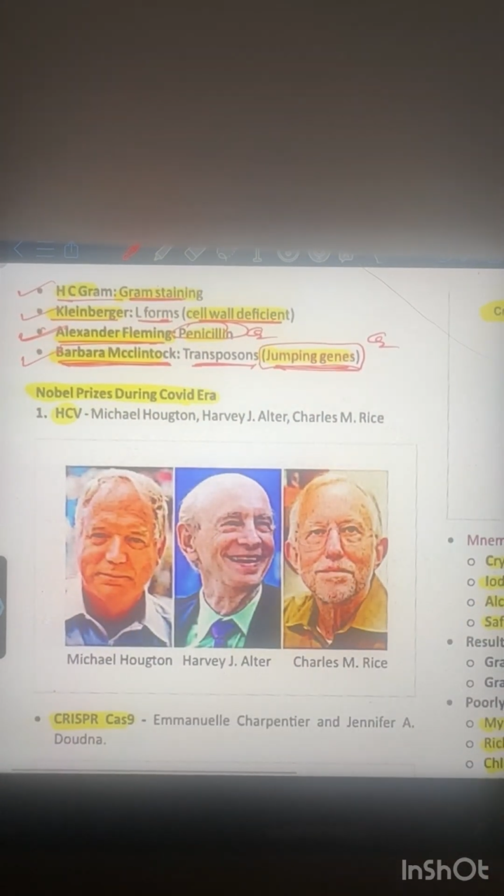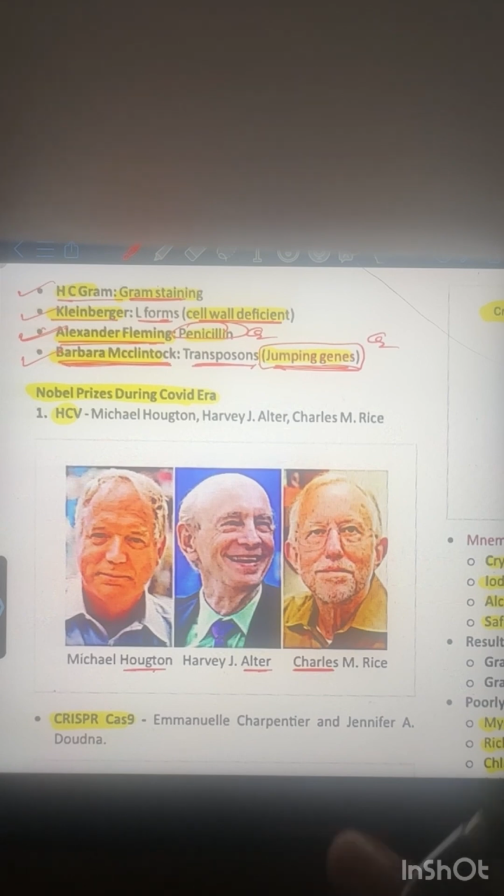Now I want to tell you 2 Nobel Prizes which were given during that COVID era when we were in a lockdown, 2020, 2021. This is when it was given. So who and why were these 3 scientists given a Nobel Prize? Michael Houghton, Harvey Alter and Charles M. Rice. They were given this for their contribution of everything to do with hepatitis C virus. So remember, Houghton, Alter and Charles M. Rice for hepatitis C virus.